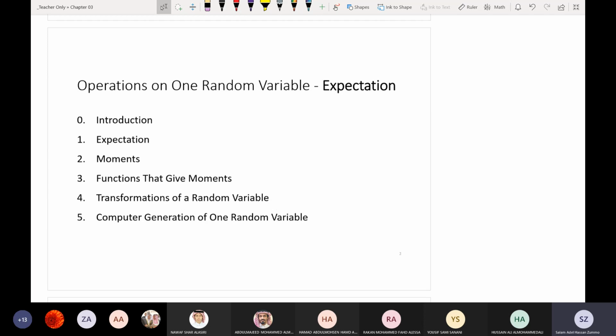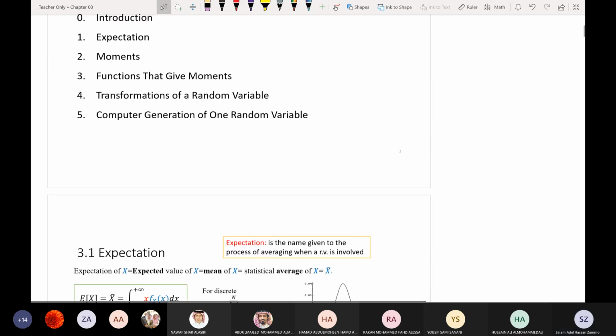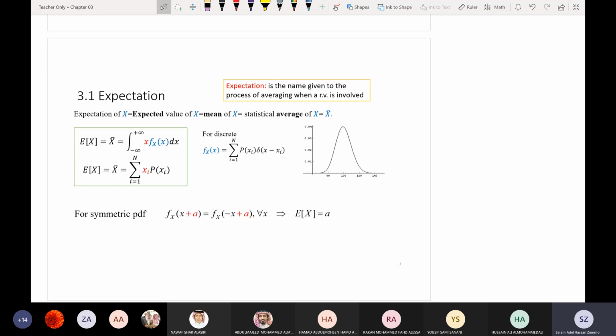If I have a current that is random, and I'm interested in the power, or if I have a voltage, I'm interested in the power. If I have a linear transformation, and so on. So transformation of random variables in general. And then we'll end with how to generate one random variable. Okay, so that is the expectation, the way we write it.